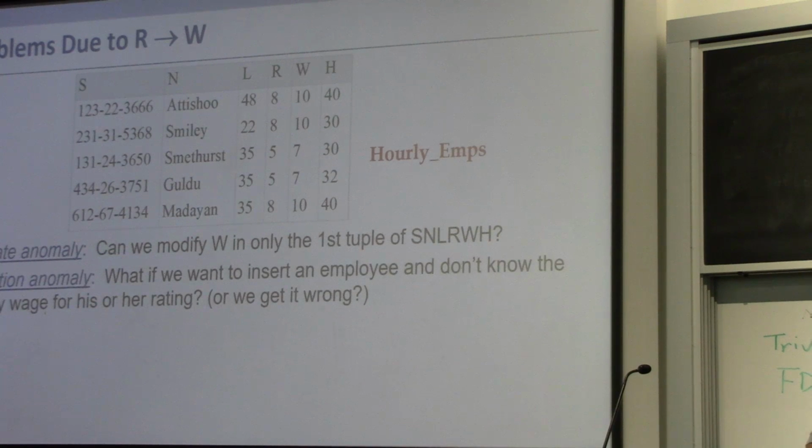Insertion anomaly. What if you want to insert an employee, assuming I delete those 2 employees with rating 5? Why? They leave your company. You no longer keep records for them. Does that make sense? Perfectly okay. You remove those 2 records. But what's wrong when you do that? Can someone tell me? Imagine you remove those 2 employees with rating equal to 5. Yes? You lose the wage information.